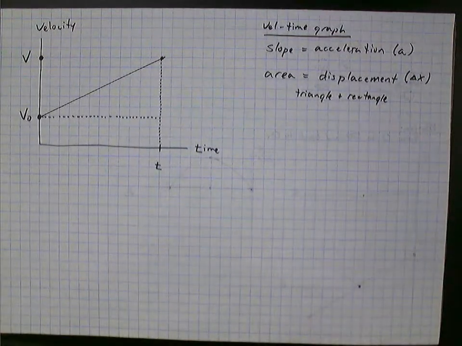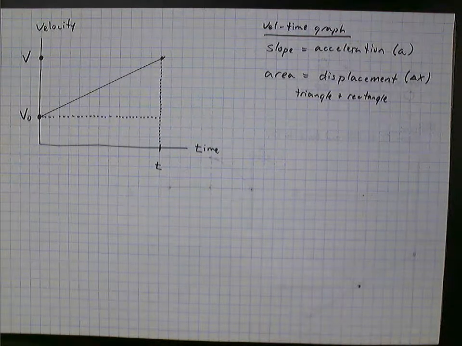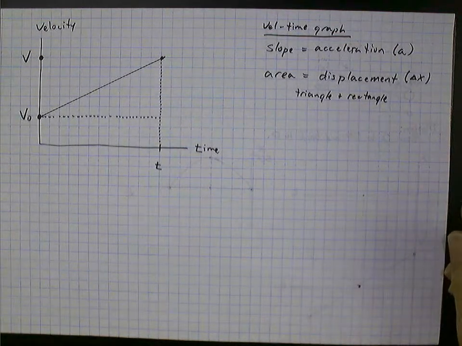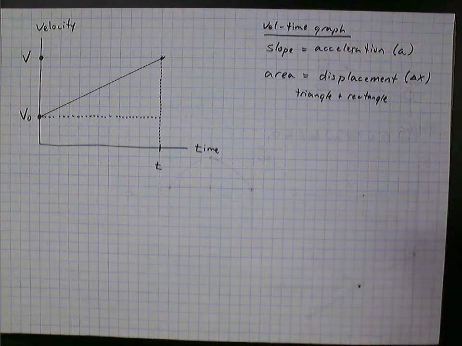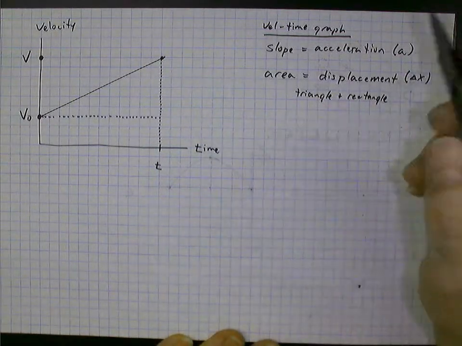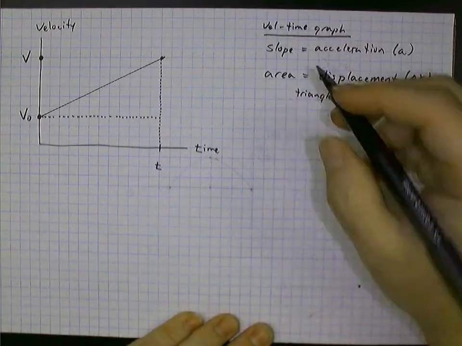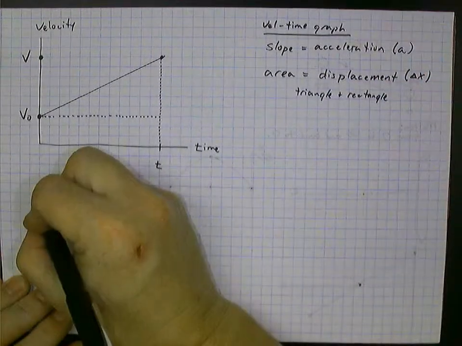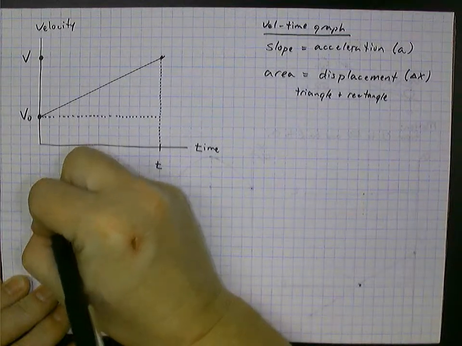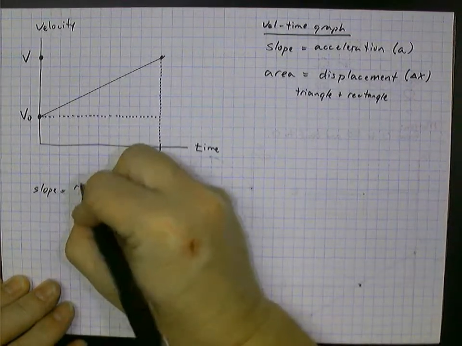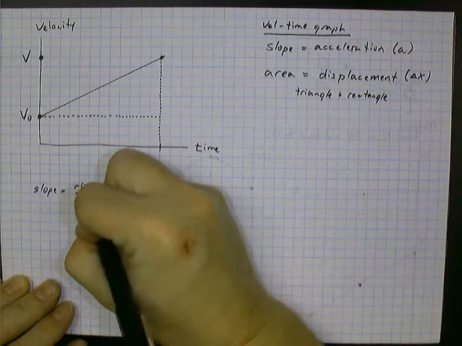I'm going to be developing the 4 kinematics equations that we will see most frequently in class and use most often. The first, I'm going to start with writing an equation for slope. Okay, we know that slope equals rise over run. So let me just start with that. Slope equals rise over run.